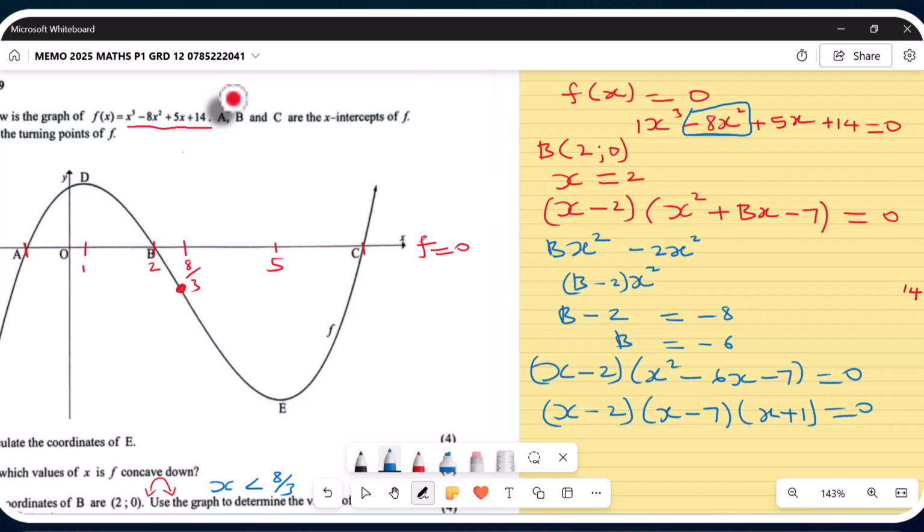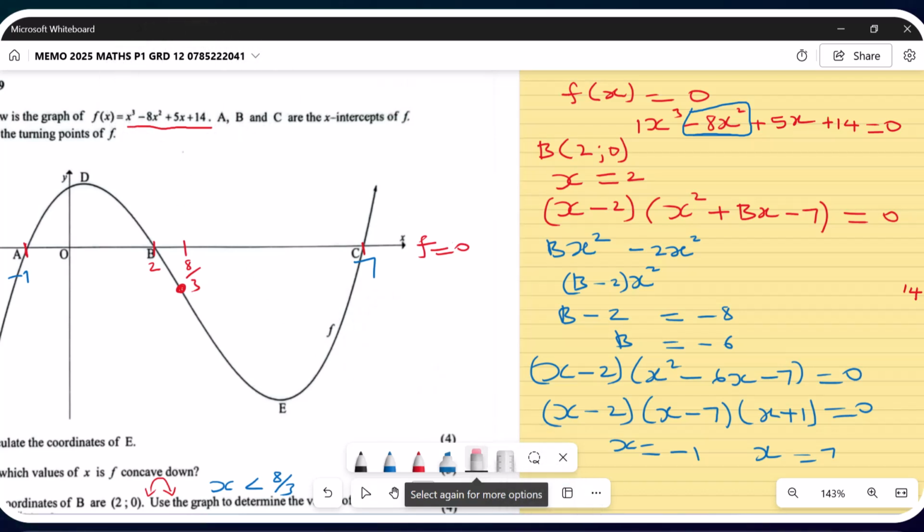Let me remove what I don't want for now. All right, so let's check the question one more time here. They said to find or determine the values of x. Determine what? The values of x for which the function multiplied by the second derivative should give us a negative.